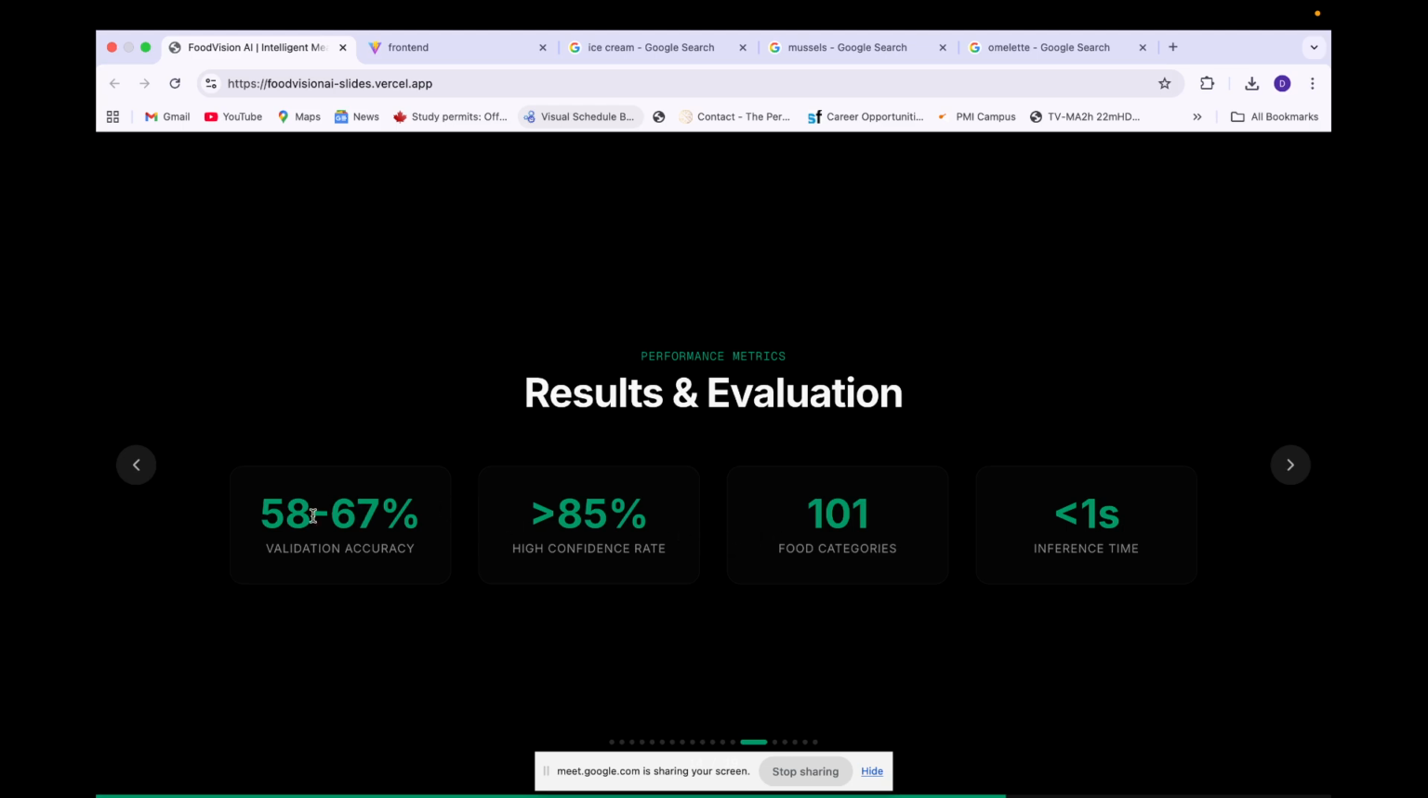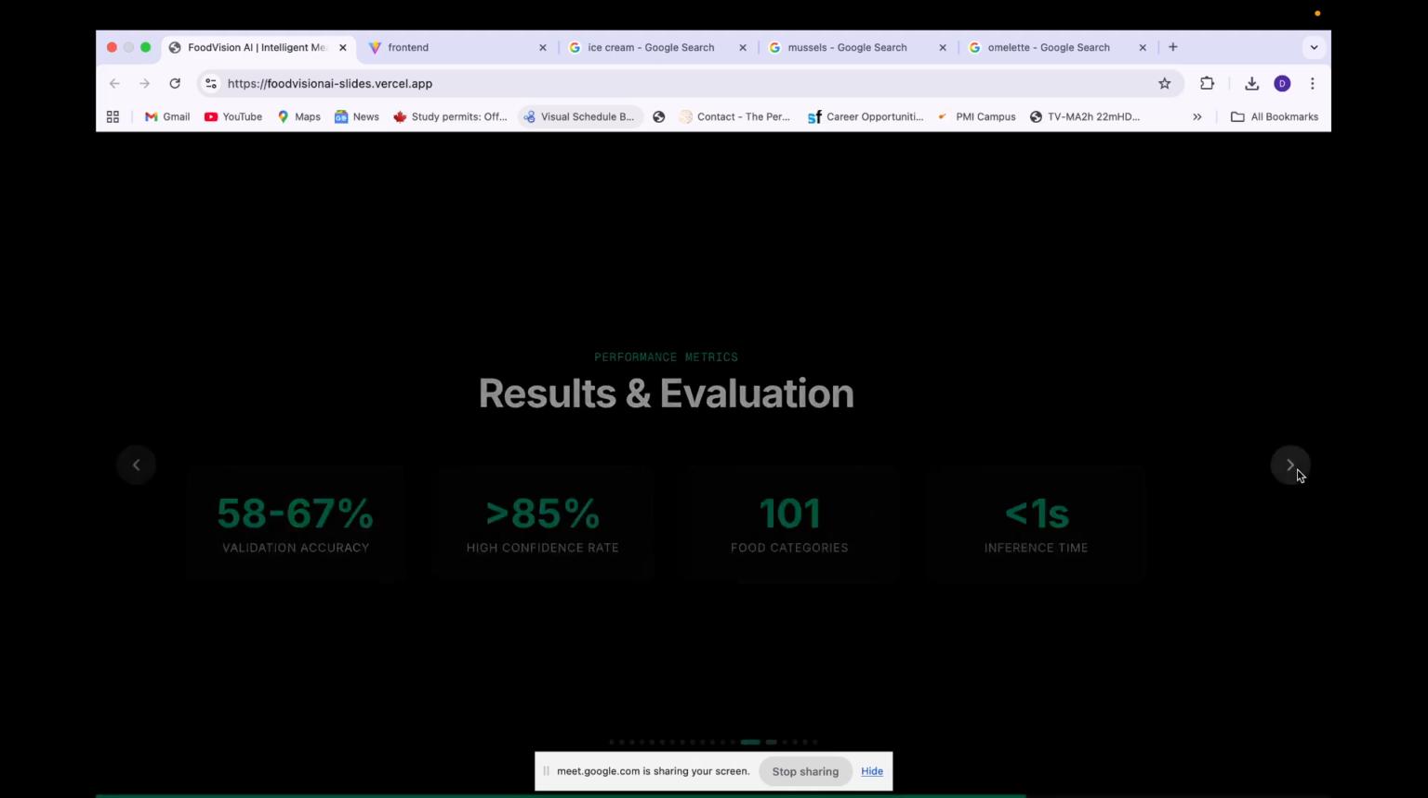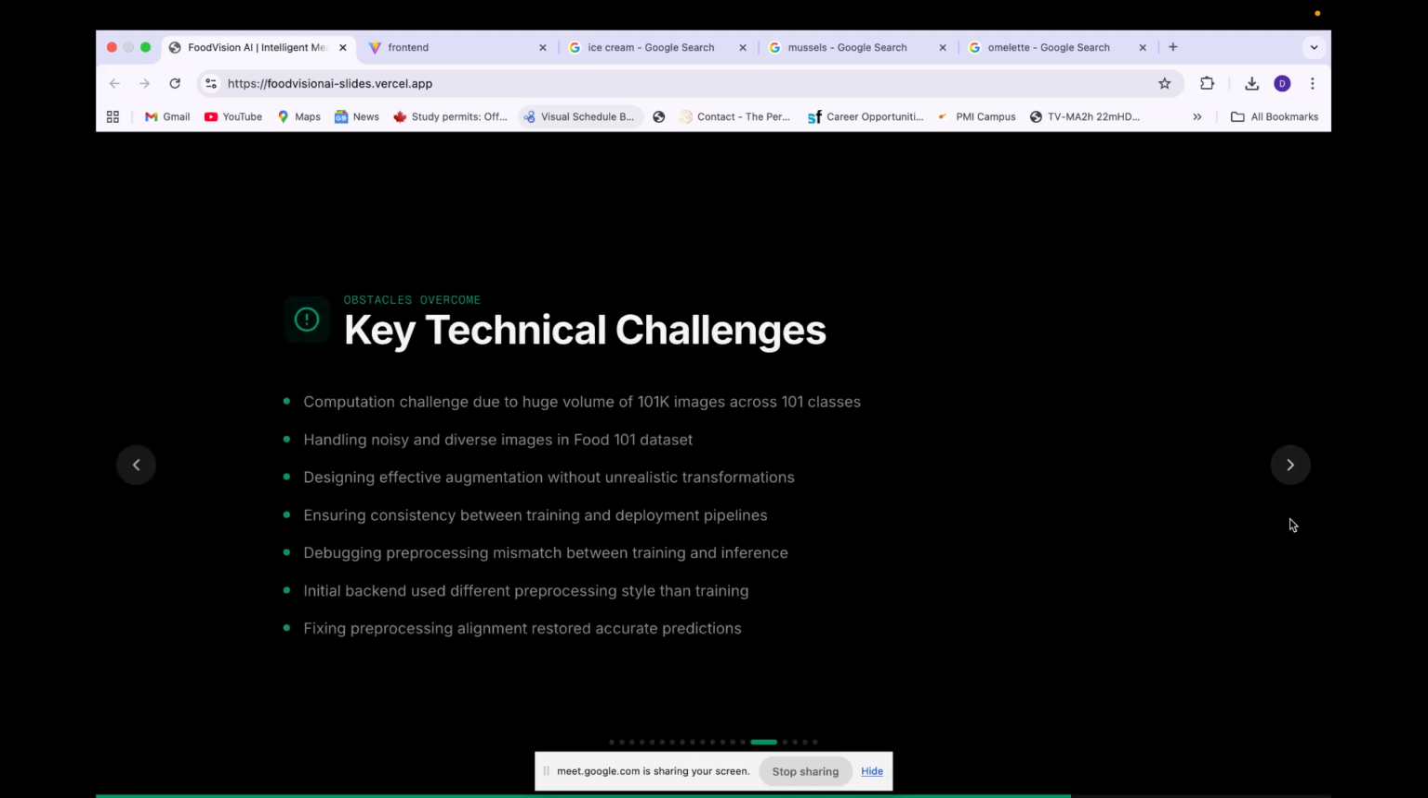So it says that even if the validation accuracy is less, in the real-world application it was doing good. And we had 101 classes, and inference time was less than 1 second, which meant that the model was able to produce a result within less than 1 second. Now, let me go through the key technical challenges quickly.